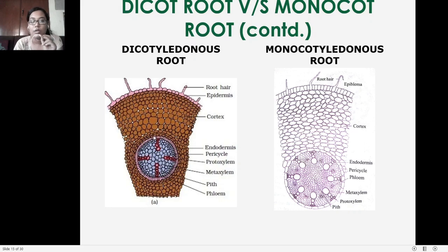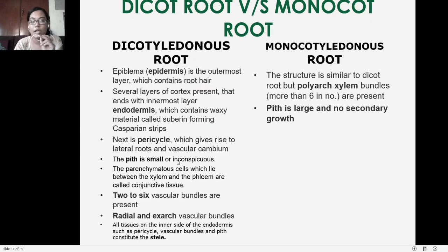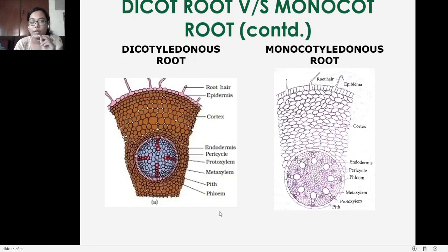So the vascular bundles are very small in number. They may vary from 2 in few to 6, not more than 6. Okay, and as you can see, the vascular bundles have radial and exarch arrangement. Exarch means the protoxylem is at the periphery and metaxylem is towards the center or pith side.